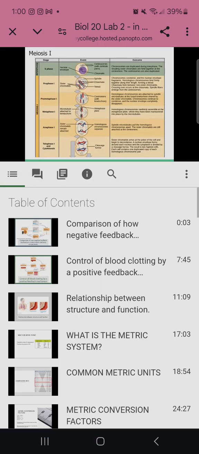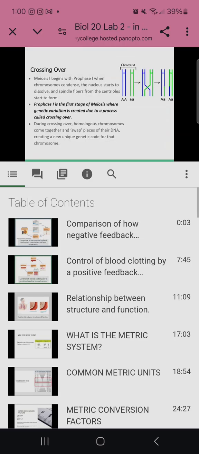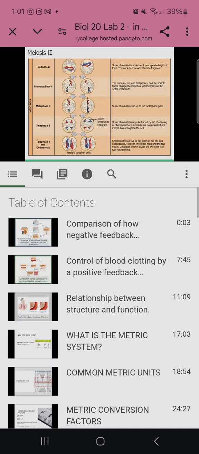This is a review on the summary for meiosis phases. Everyone, this slide is explaining what crossing over is. Basically, parts of the chromosomes get swapped, and with those chromosomes, the gene sequences also get swapped. This happens in prophase 1, meiosis 1. And then this is the continuation, meiosis 2.